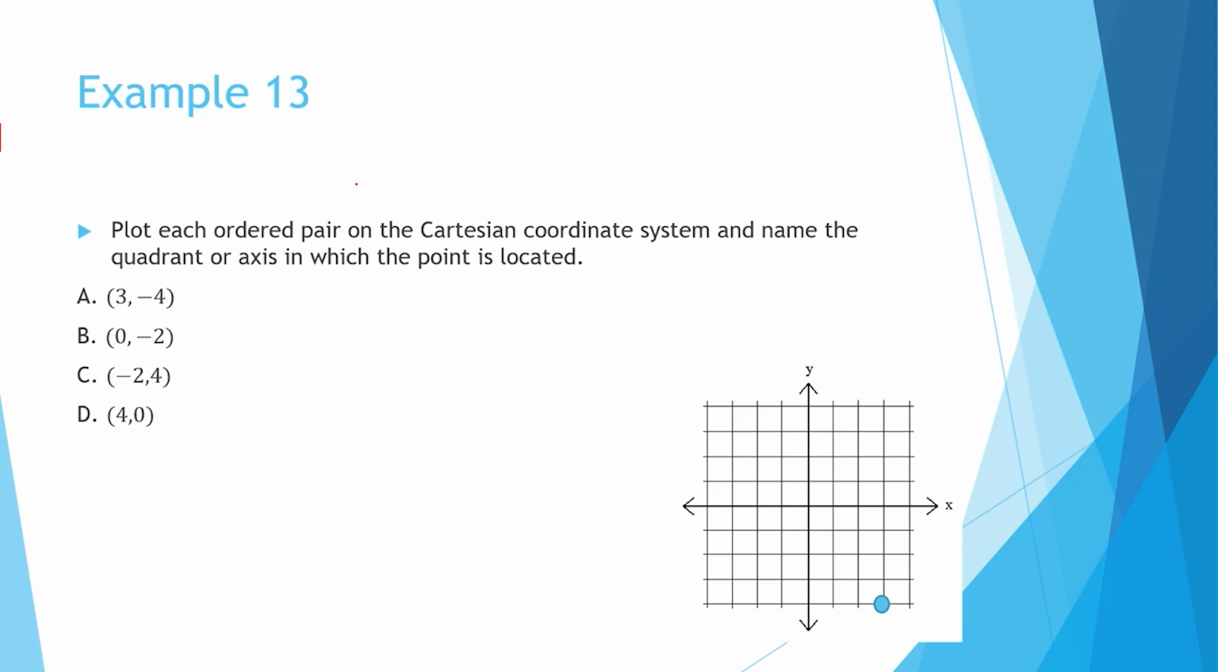0, -2, it's not going to the left or to the right, so you would just go down 2. And that's going to be on the y-axis. -2, 4, that's in the top left-hand corner. You go over 2 to the left and up 4, and you're there. And that is in the second quadrant. And then 4, 0, which is right there, would be on the x-axis.